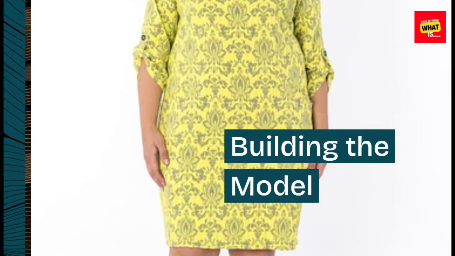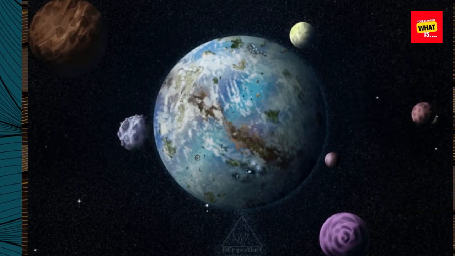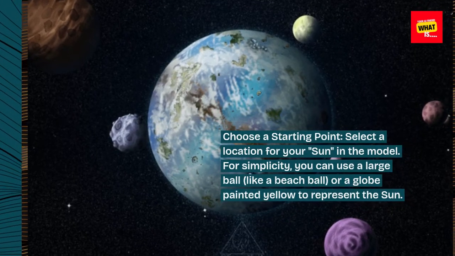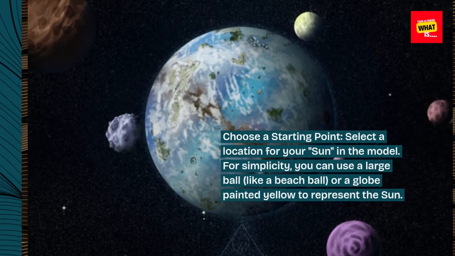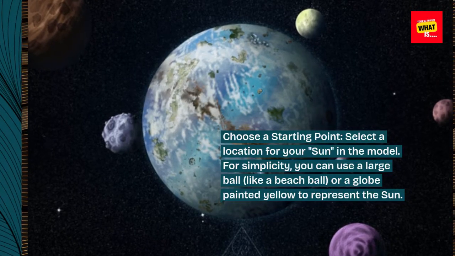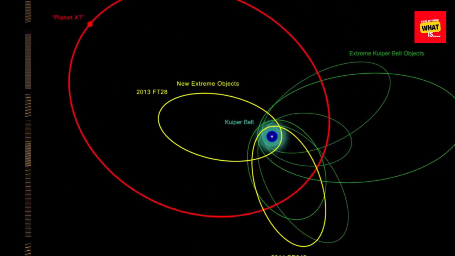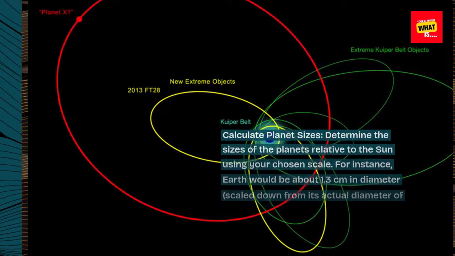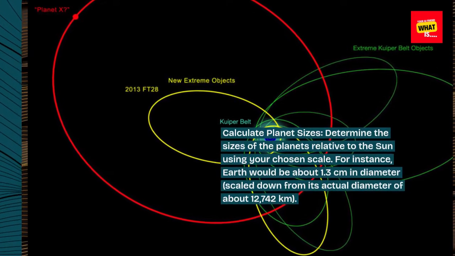Building the model. Choose a starting point. Select a location for your sun in the model. For simplicity, you can use a large ball, like a beach ball, or a globe painted yellow to represent the sun. Calculate planet sizes. Determine the sizes of the planets relative to the sun using your chosen scale.